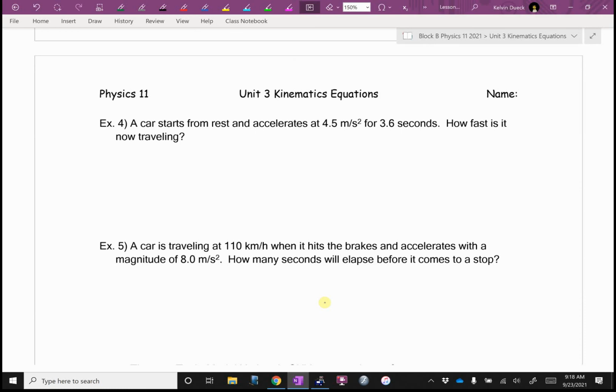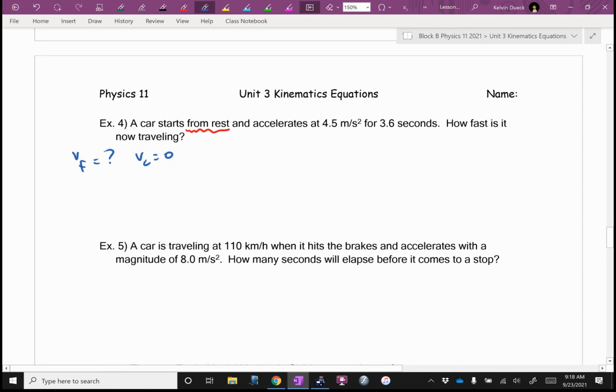VF? I agree with you. So they must have told us VI. Raj, what's VI? How'd you get that? Oh, we should have underlined again the phrase from rest. That tells us VI is 0.